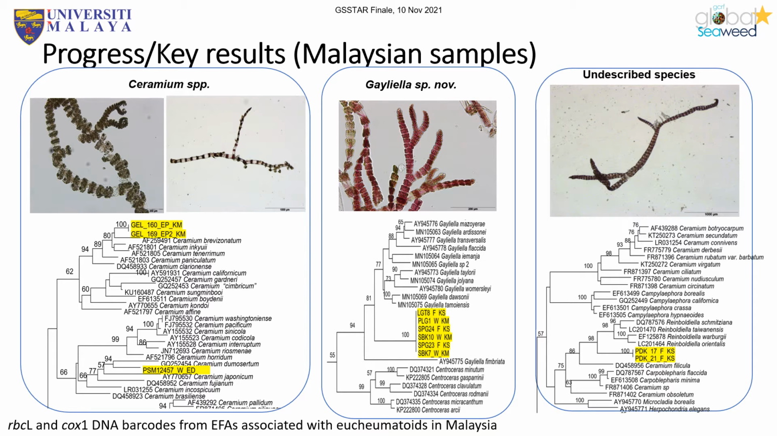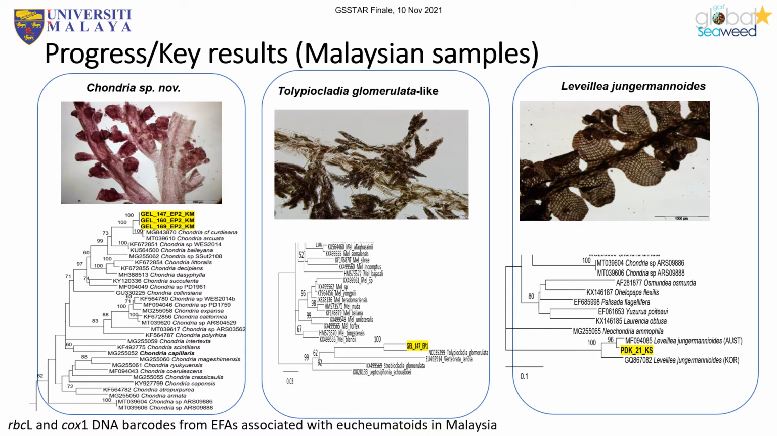In this study, we used DNA barcoding with the rbcL and COX-1 markers to identify the EFAs growing on eucheumatoids from the native region and regions where they were introduced for farming. DNA sequencing confirmed that the common epiphytes in Malaysia include species of Ceramium, Gayliella, Chondria, Tolypiocladia, Laurencia, and many more. At present, 64 rbcL barcodes and 52 COX-1 barcodes have been generated, and lab work for a few more samples is in progress.